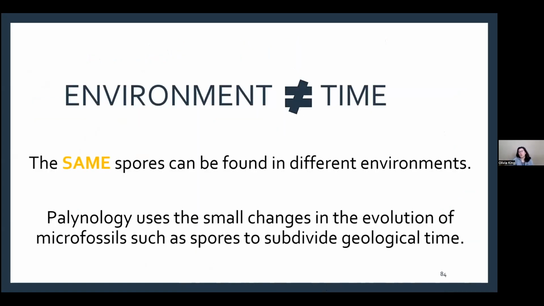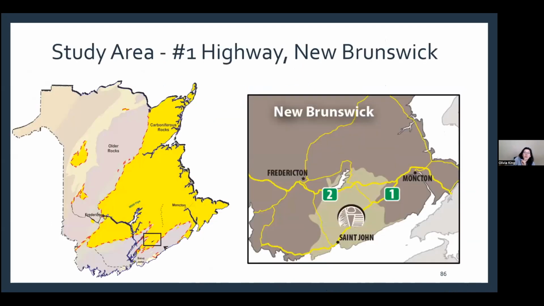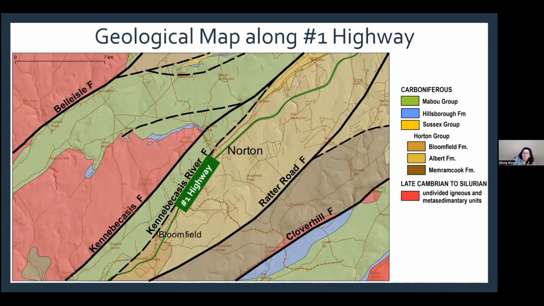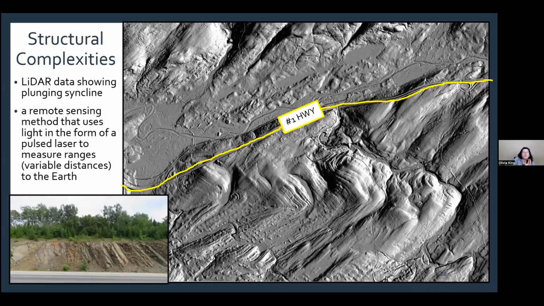So the same spores can be found in different environments, and using those small changes in evolution, basically, again, we can subdivide time. So back to my study area. We've looked at geological maps, but there are structural complications in the area as well. We've used LiDAR data to basically strip away the vegetation on top to show us what the layers of rock are bending and doing underneath.